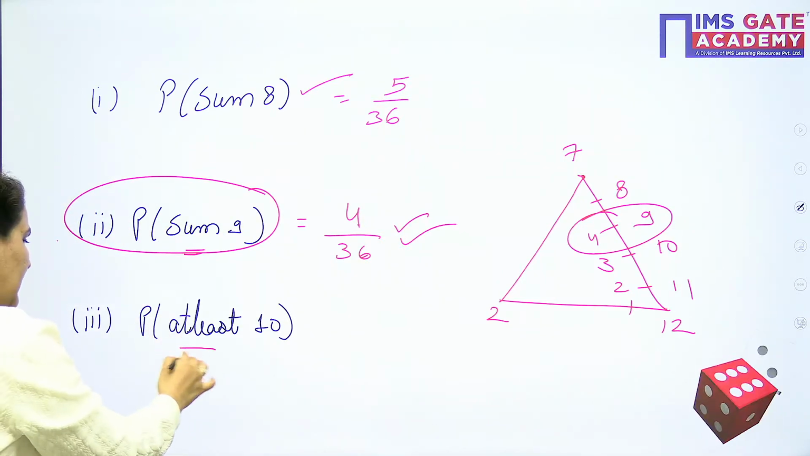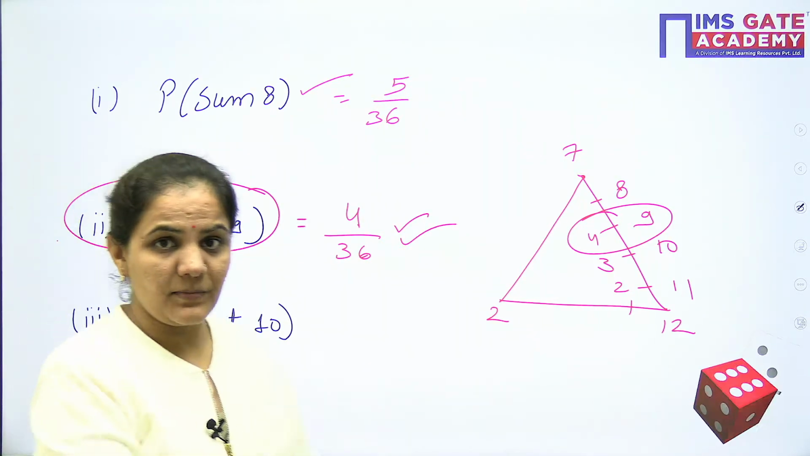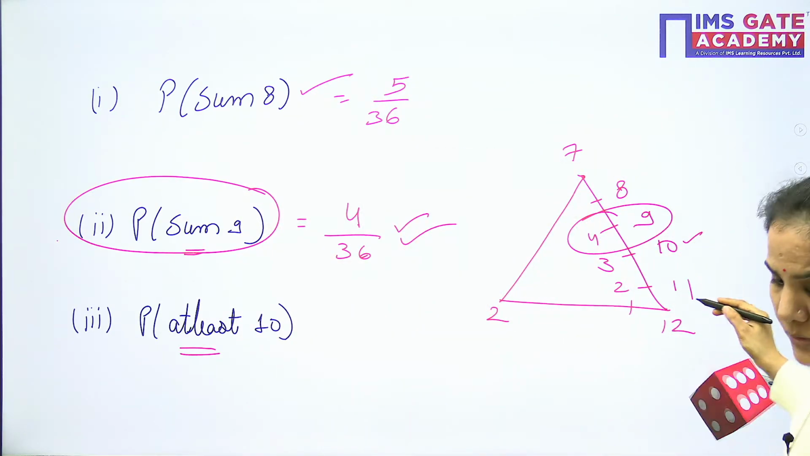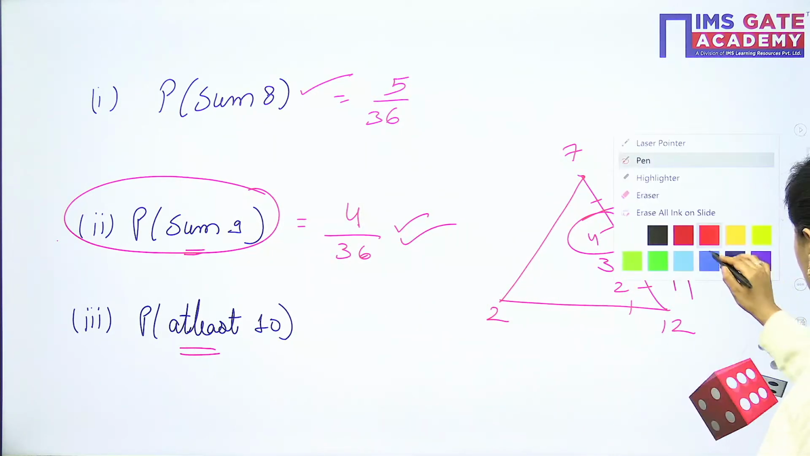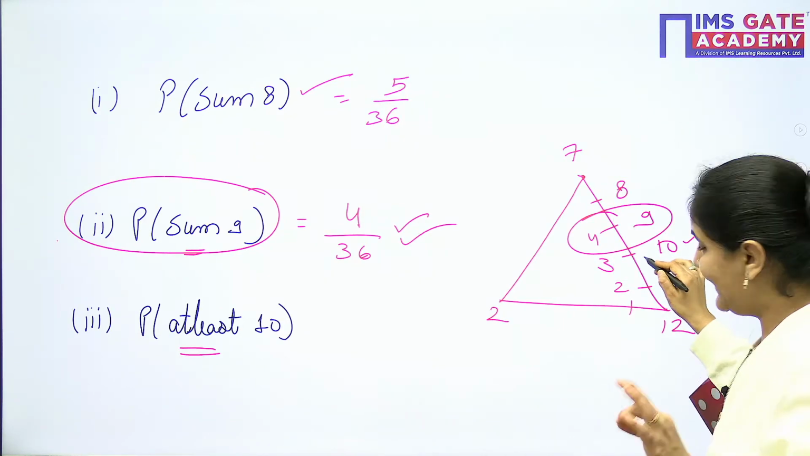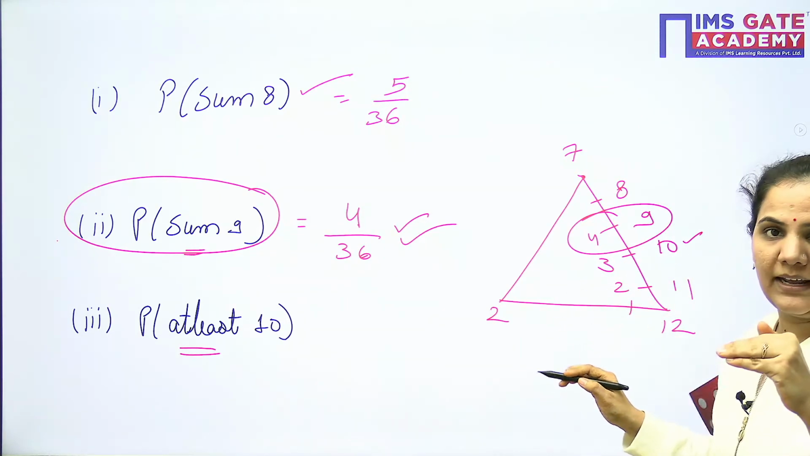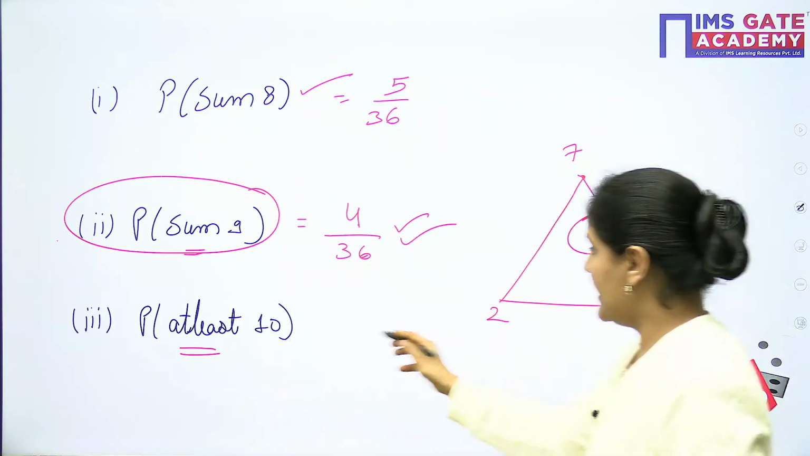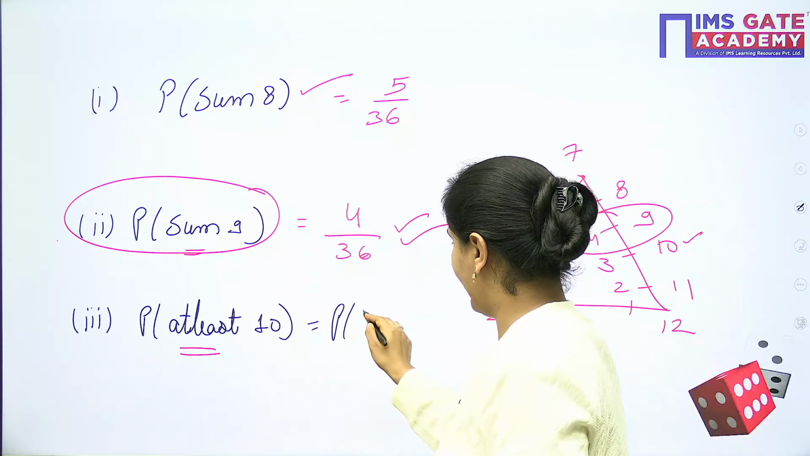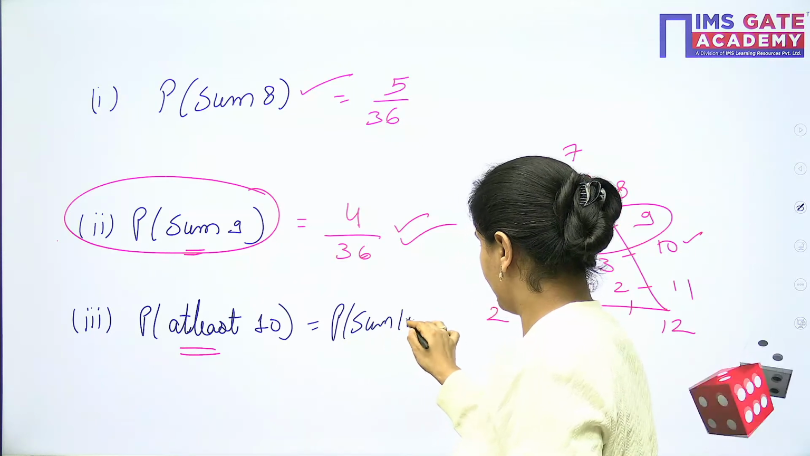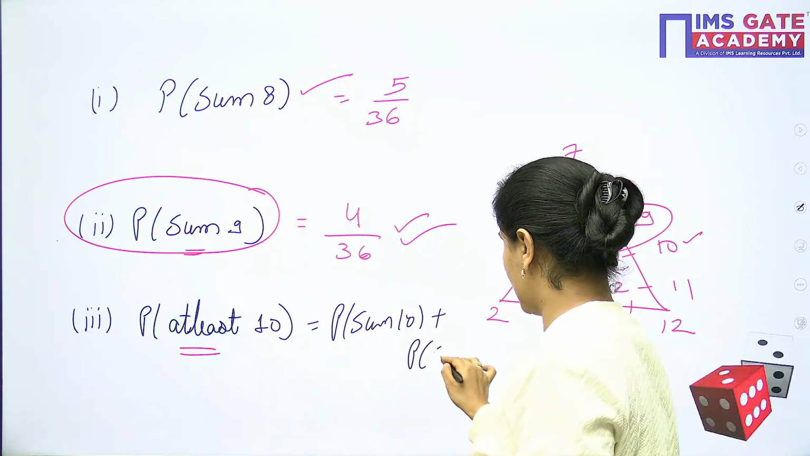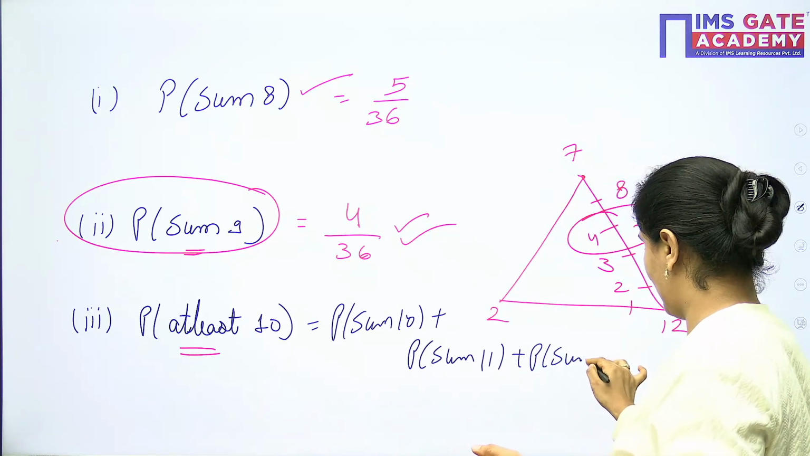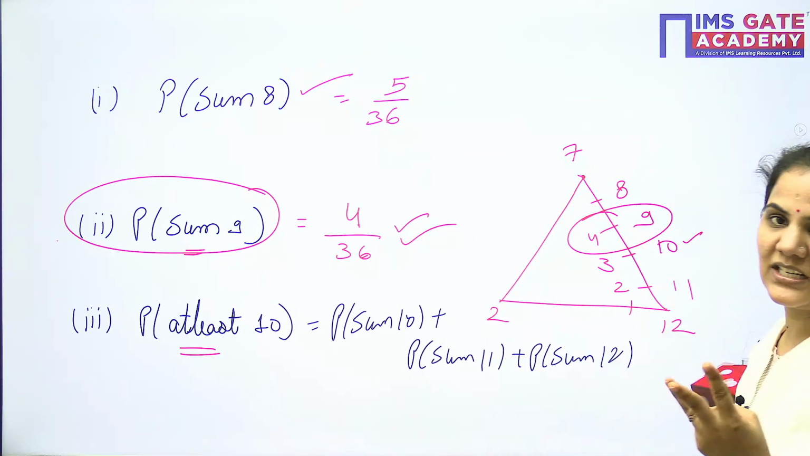Suppose you need to find the sum at least 10. At least 10 means we need minimum 10. We can go for 11, we can go for 12 also. So it is talking about finding the sum 10, or the sum 11, or the sum 12. So it's talking about these three things.